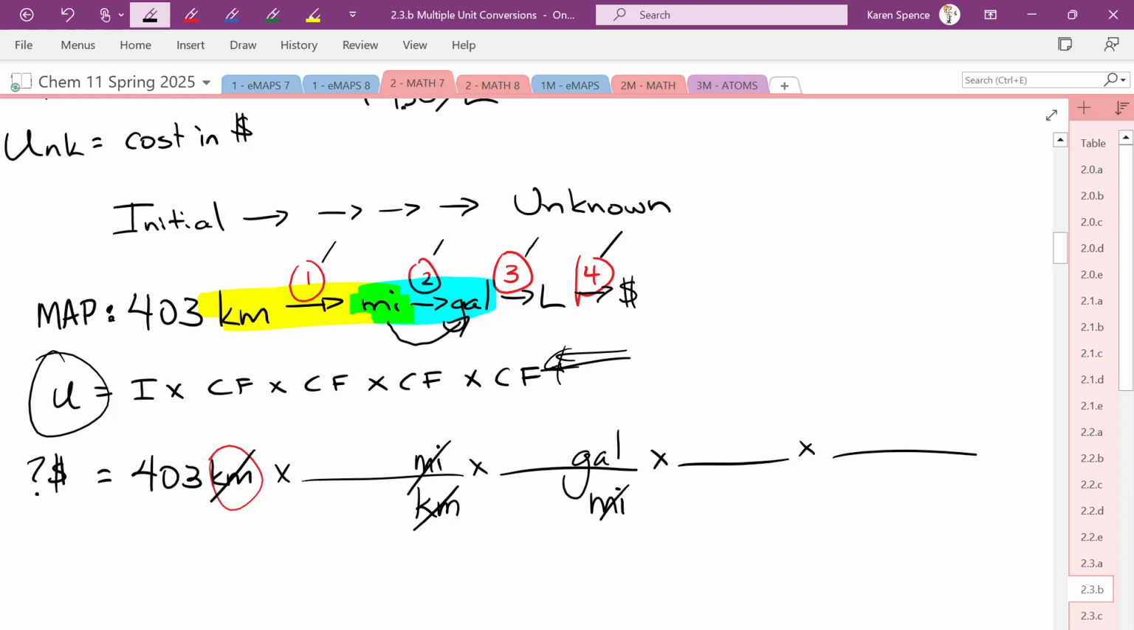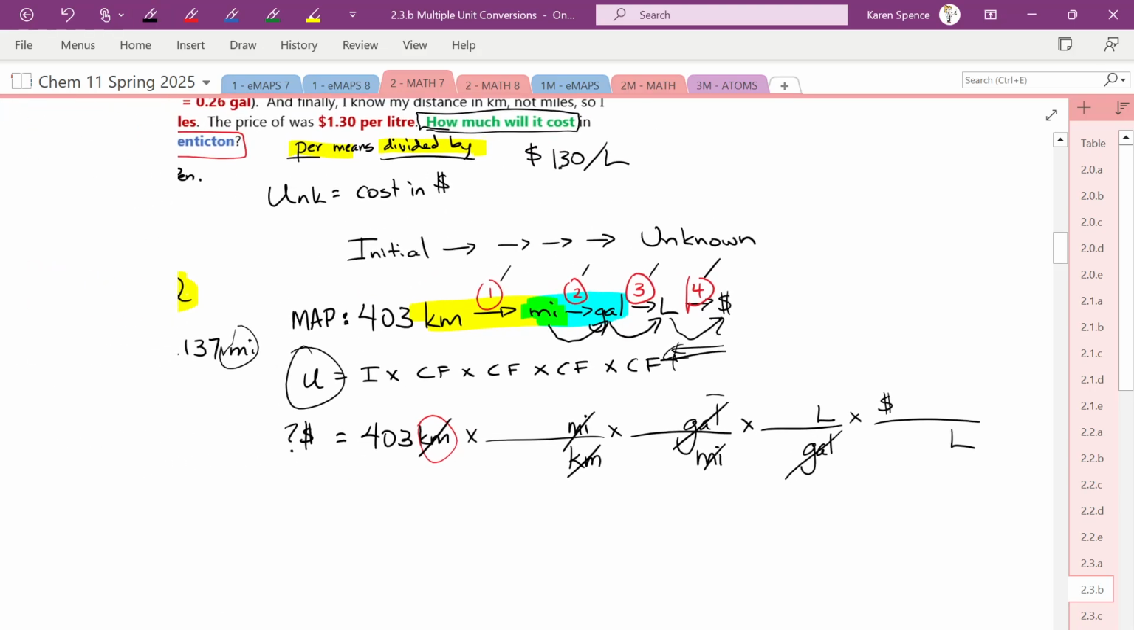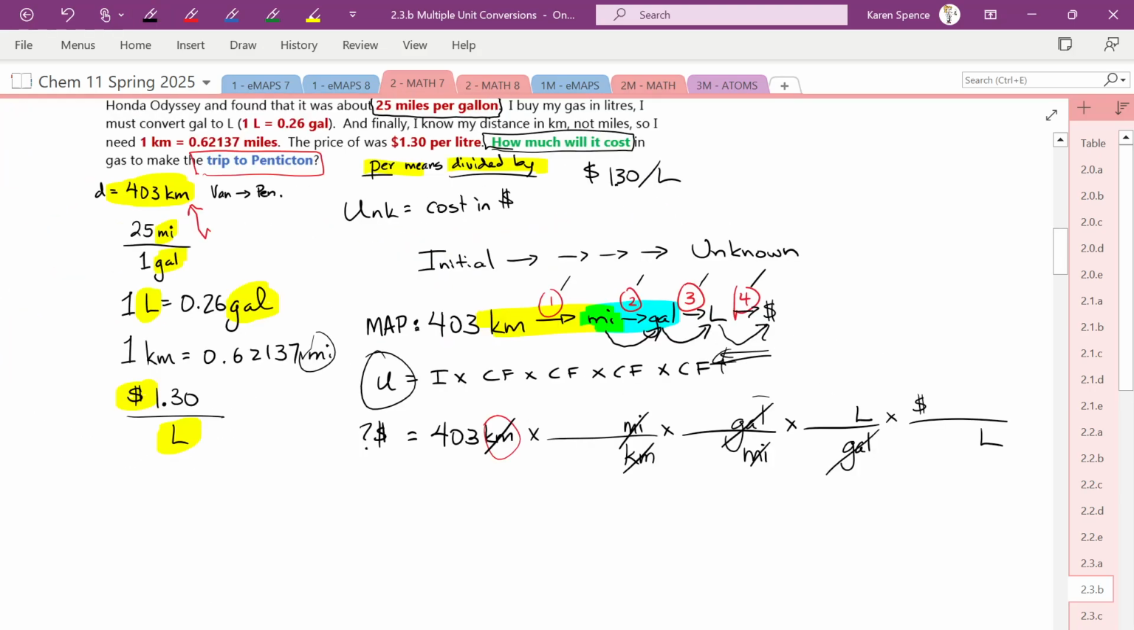Who goes on the bottom next? Gallons. Whoever was on the top here goes on the bottom here. And gallons are going to become liters, so liters go on the top. Gallons cancel out. And finally, we want liters to dollars, so liters cancel out. And dollars go at the beginning of that, so I'll put them at the beginning. Okay? And then you just go back into your problem and look for your numbers.